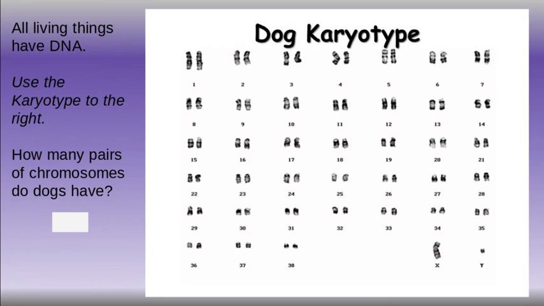So it looks like they have 38 autosomes, but they also have that last pair of sex chromosomes similar to humans, so the X and the Y. That means that the total would be 39 pairs. It's a lot of DNA there, a lot of chromosomes.